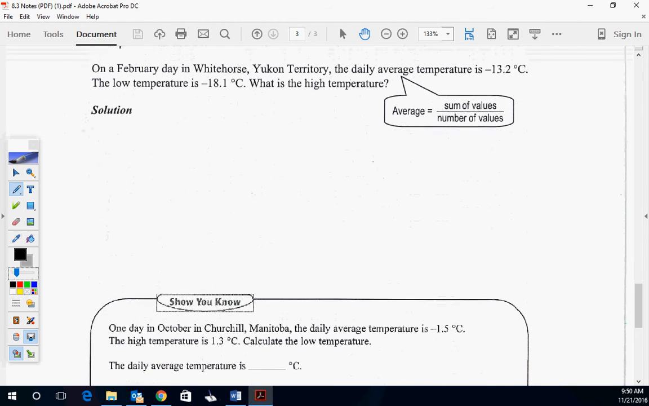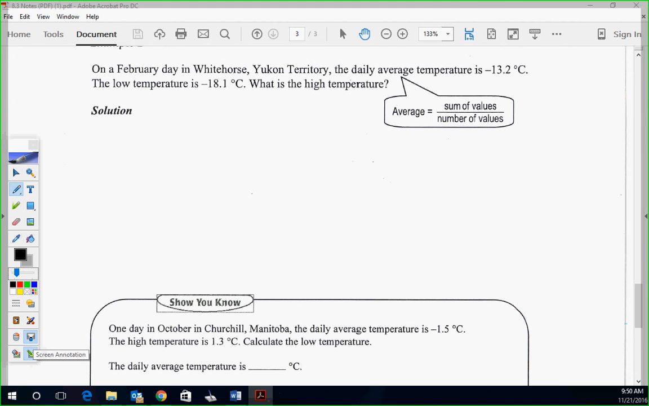All right, on a February day in Whitehorse, Yukon Territory, the daily average temperature is negative 13.2 degrees Celsius. The low temperature is negative 18.1. What is the high temperature? So they give you the equation there. Average is equal to the sum of values divided by number of values. Right, so we have 2 values. So they have negative 13.2 and the low temperature is negative 18.1. So what's the high temperature?